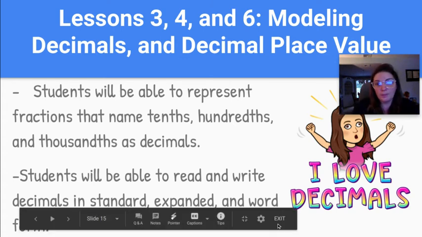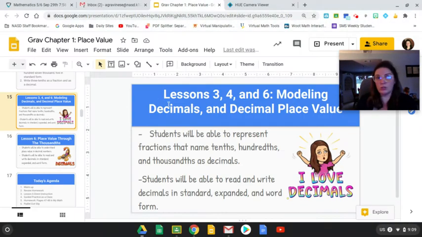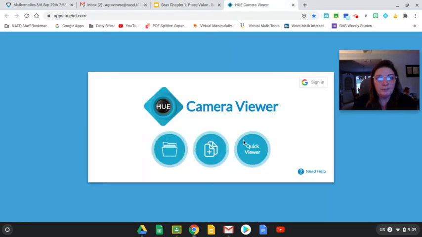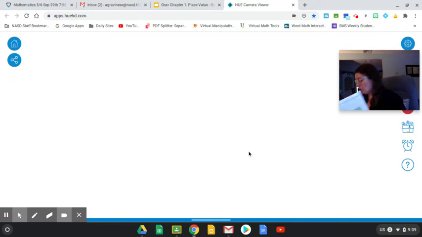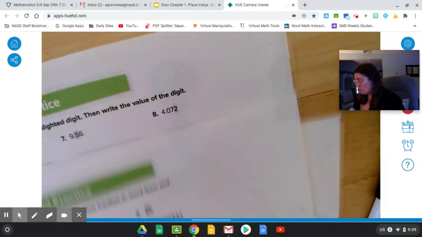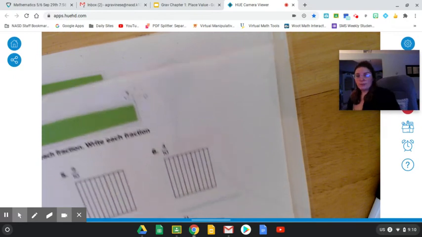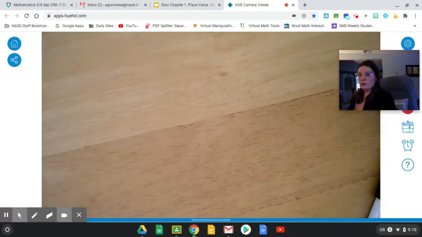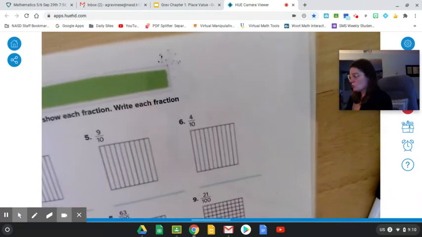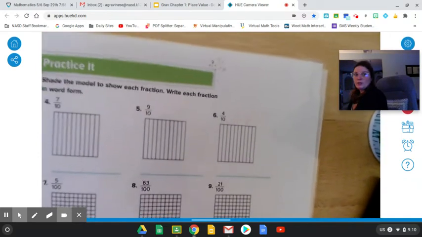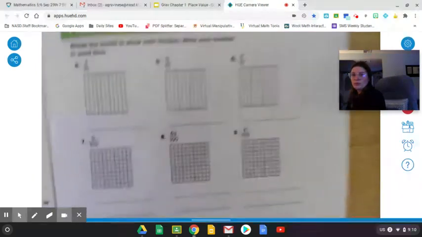Here we go. If you're following along with me, we are going to use some of the problems from your My Math book, so you can have that out and ready. And we are going to begin on page 25. So if you have your math book, go ahead to page 25 so that we can do our review.